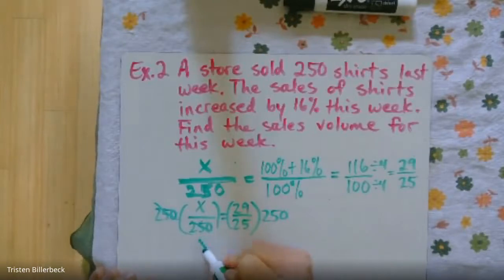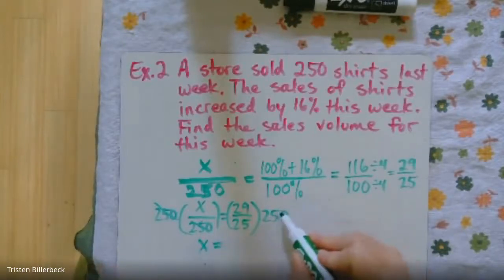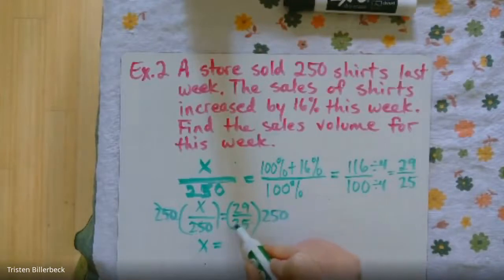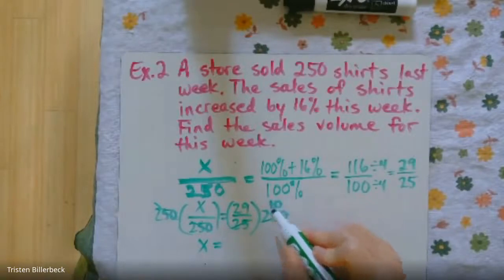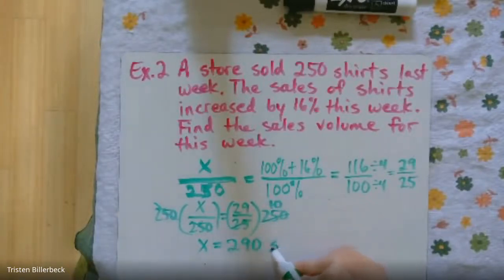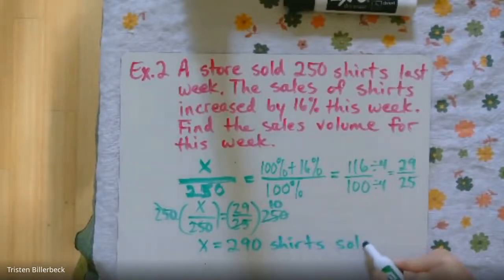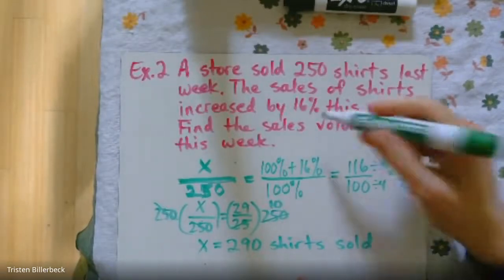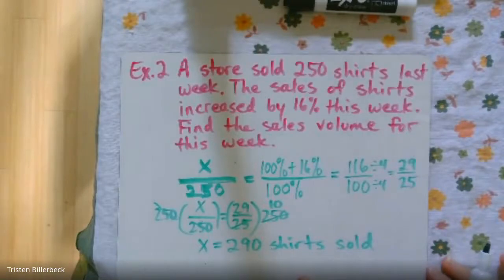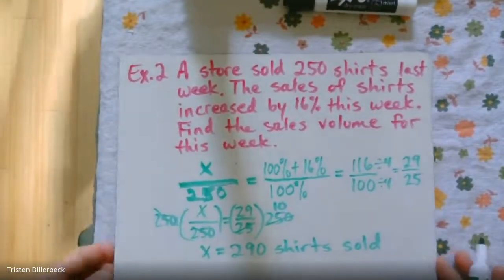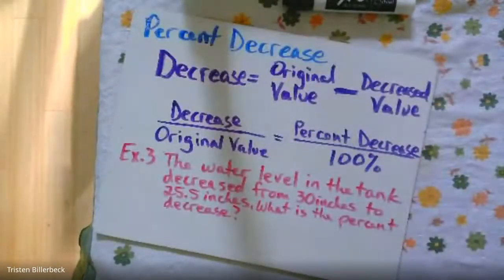All right, so we have x equals, we see that we have a 25 top and bottom, so we can take this out of here, and there's 10 here. So 29 times 10 is 290 shirts sold. So that's how many shirts were sold with a 16% increase for the week. All right. Let's talk about percent decrease now.